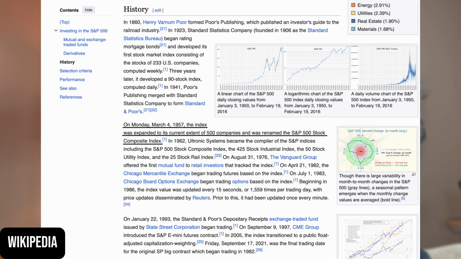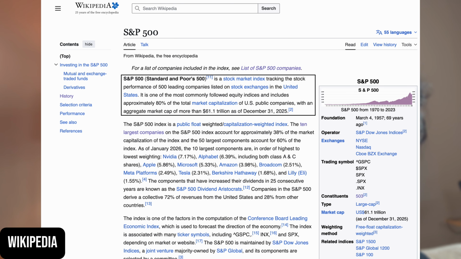In 1957, a financial data company called Standard & Poor's set out to answer a simple question. How is the American economy actually doing? Not one company, not one sector, but the whole thing. Their answer was to create a single index tracking 500 of the most significant publicly traded US companies. That index became the S&P 500, and today it's considered one of the most important benchmarks in global finance.